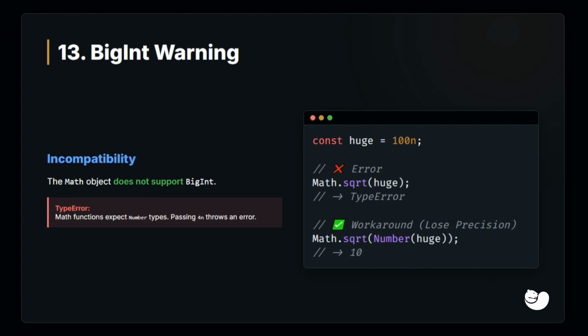If you absolutely must use these functions on a BigInt, you are forced to manually convert it to a standard number first. However, be warned, doing so defeats the purpose of BigInt, as you will immediately lose the precision that BigInt was meant to preserve. Always keep your large integer logic separate from standard math library operations.